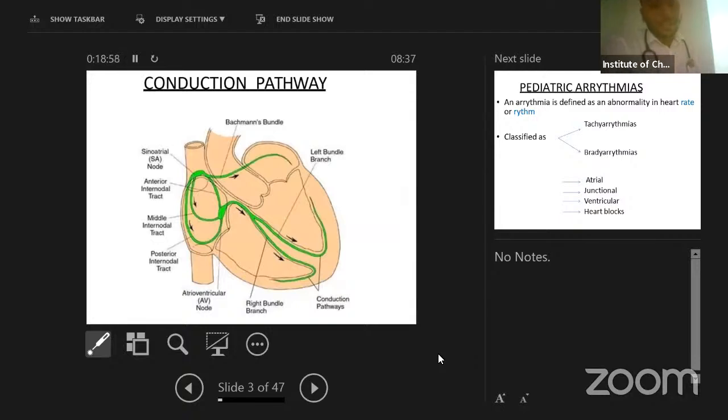We then discuss the normal conduction pathway of the heart. The impulse is generated from the SA node. It travels to the AV node through the anterior, middle, and posterior internodal tracts. Then it comes to the AV node, through the bundle of His, goes through the interventricular septum by the right and left bundle branches, and goes to the ventricular muscle through the Purkinje fibers. Also from the SA node, it goes to the left atrium through the Bachmann bundle.